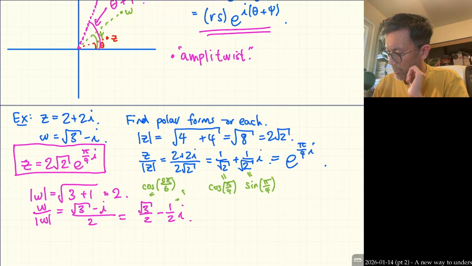And this one is sine of 5 pi over 6. No, I'm getting that wrong.